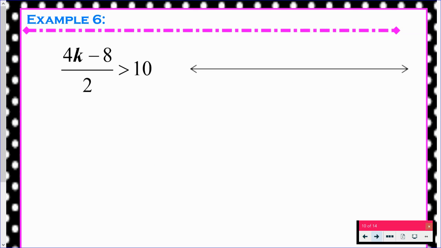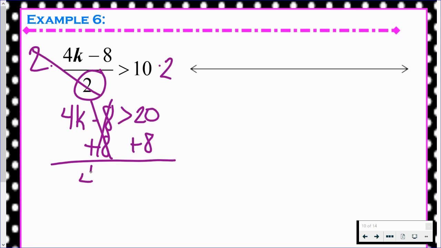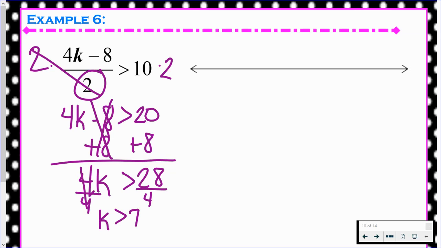If you recall back when we did inequalities, this is a special case one. First I want to get rid of this 2 down low. So I'm going to multiply both sides by 2. Now I'm left with 4k minus 8 is greater than 20. Now I'm going to add 8. And now I'm left with 4k is greater than 28. Divide by 4, divide by 4. K is greater than 7.